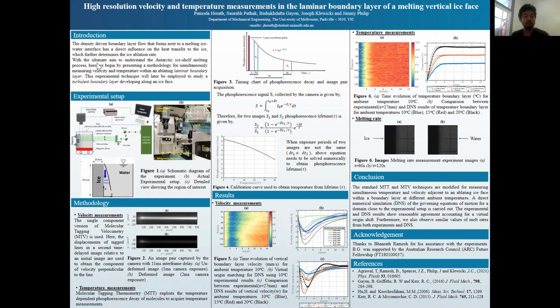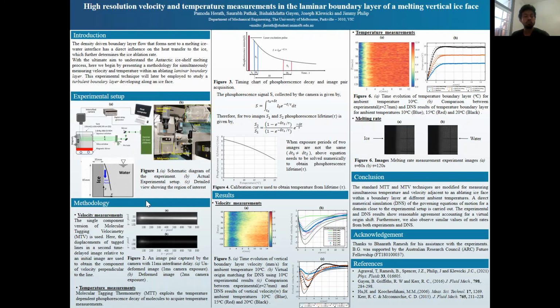Studying this boundary layer flow is very important when we are understanding the Antarctic ice shelf melting process, which determines future sea level rising. In this study, we developed a methodology to measure velocity and temperature in a laminar boundary layer simultaneously. Our experimental setup mainly consists of a water tank, an ultraviolet laser, and an intensified camera.